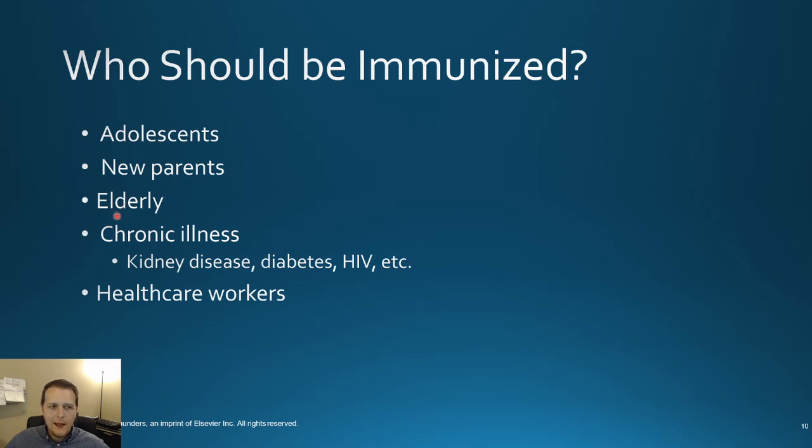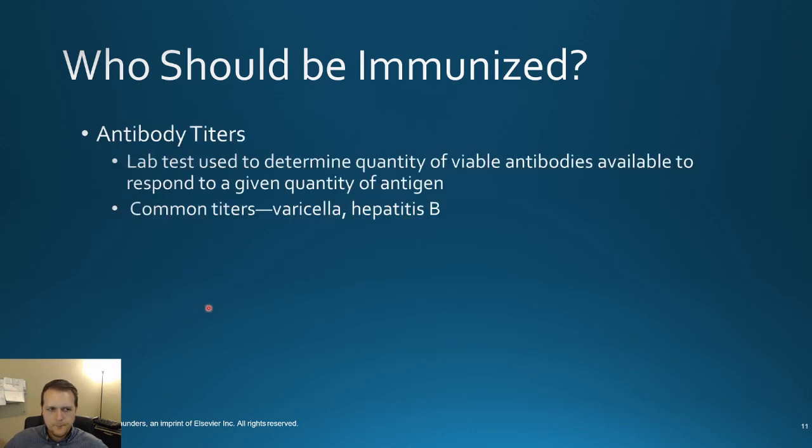The elderly as well are going to have sort of a diminished immune system as time goes on, and so we want to protect them from getting certain disease states. And then anyone with chronic illness, either kidney disease, diabetes, HIV, they're all going to be relatively immunosuppressed, and thus they may not be able to fight off infection as well as healthy patients would. And then obviously any kind of healthcare workers, this is another really big concern as well, since you're around people who may have these diseases, and not only do you not want to get it, but you also don't want to spread it to someone else, another patient you may be working with. Things like influenza, things like hepatitis B, things like that are really big things we worry about with healthcare workers.